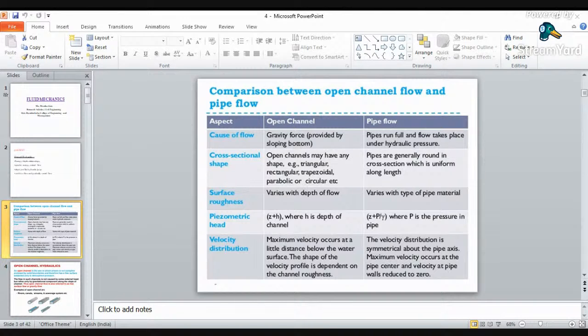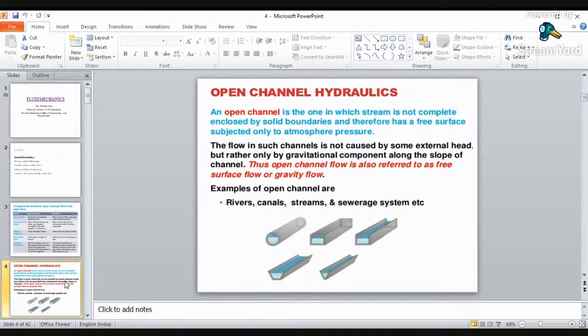Okay. Now, with this, you are clear with the open channels. A very common basic difference between the open channel and a pipe section is that your pipe network will run under a hydraulic pressure, wherein your open channel will run under gravitational force by using the slope provided in the channel bed. Okay. So now we will move to the open channel section.